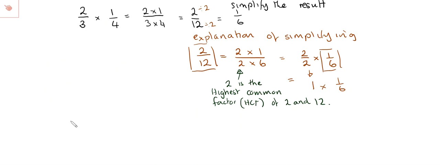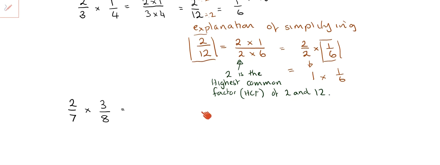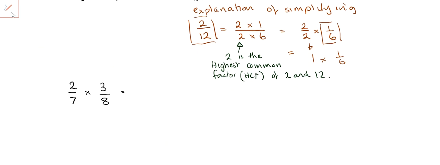Another question then. Let's do 2/7 times 3/8. So can you do that and simplify afterwards for me, please? Simplify after.